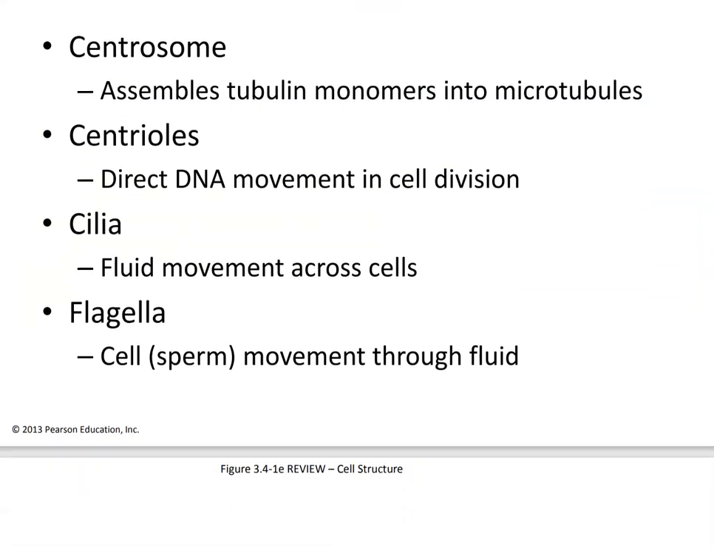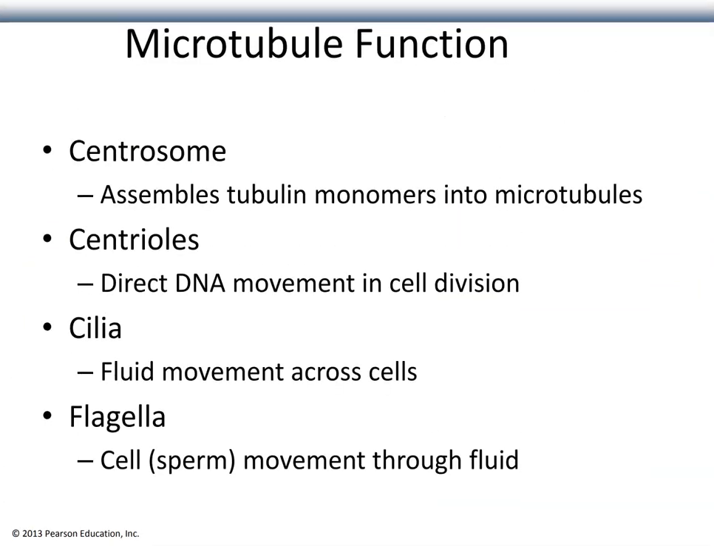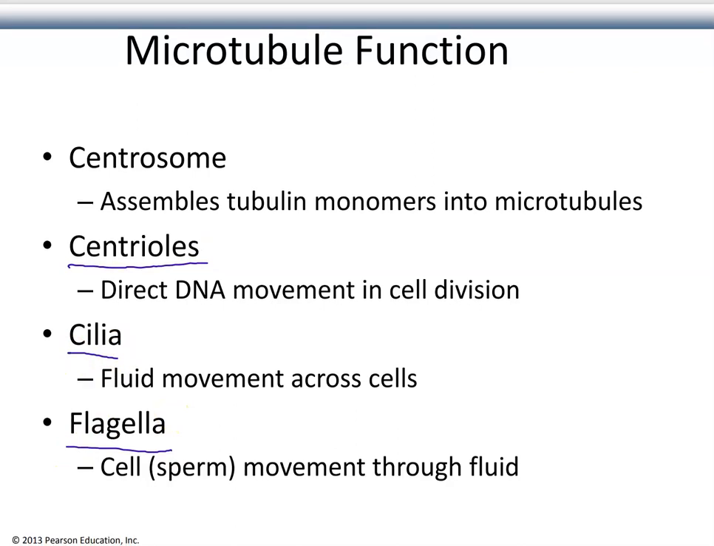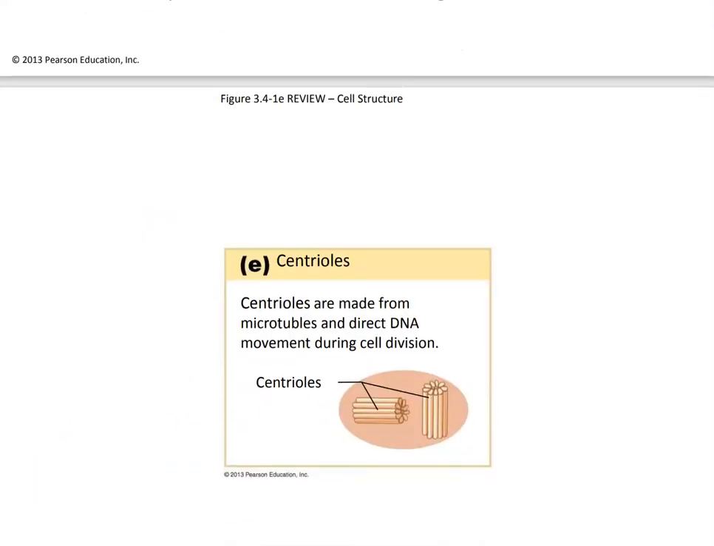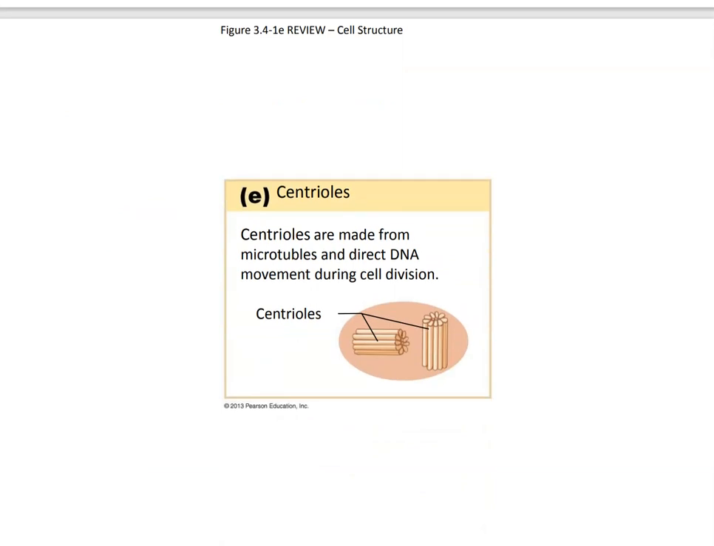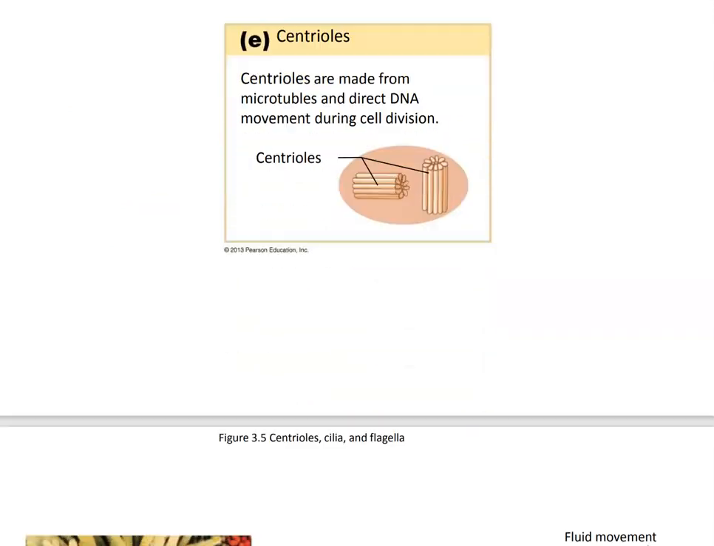So let's take a look at the centrosome, or some microtubule function. Centrosome is for assembling of tubulin monomers. Centrioles are important for cell division, and cilia and flagella, those are for movement outside of cells. And here, not such a great picture again, sorry about that, but it's in your book, of centrioles, so you can take a look at that.